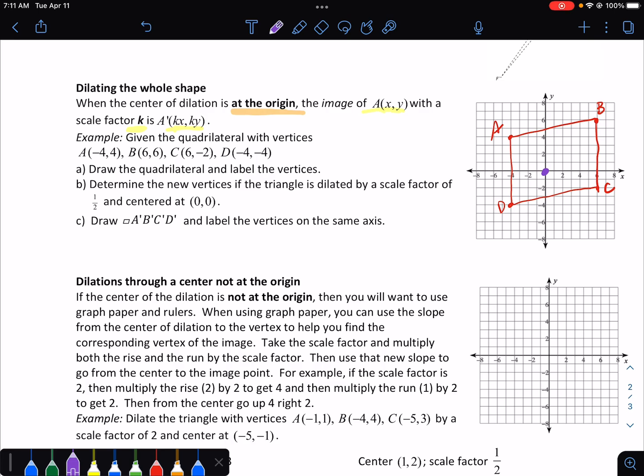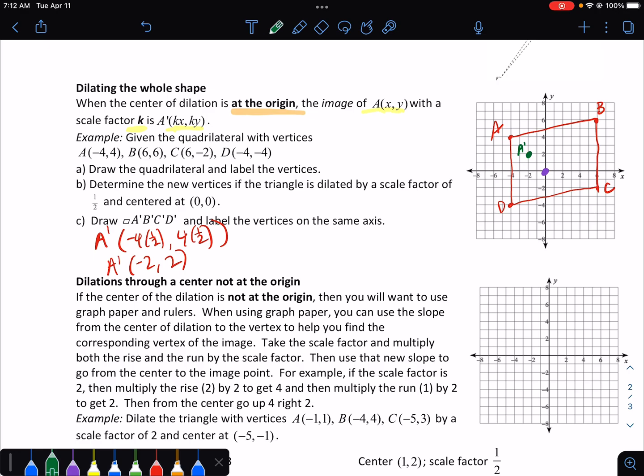So now what I can do is take each of the points and multiply the x and the y value by the scale factor. Okay? So in this particular one, it says determine the new vertices if it's dilated by a scale factor of 1/2 and centered at 0, 0. So if A is -4, 4, A prime is going to be -4 times 1/2 and 4 times 1/2. So then A prime is -2, 2. Let's go a different color, -2, 2. So there's our A prime.